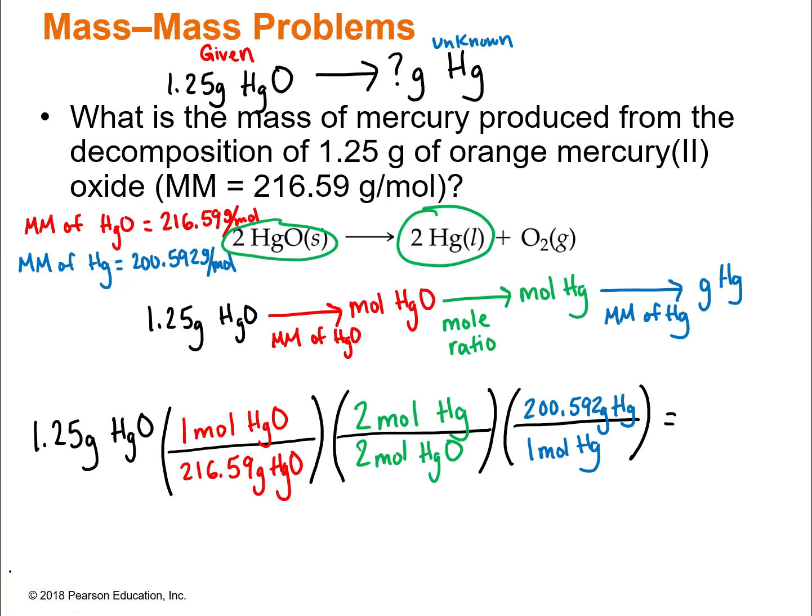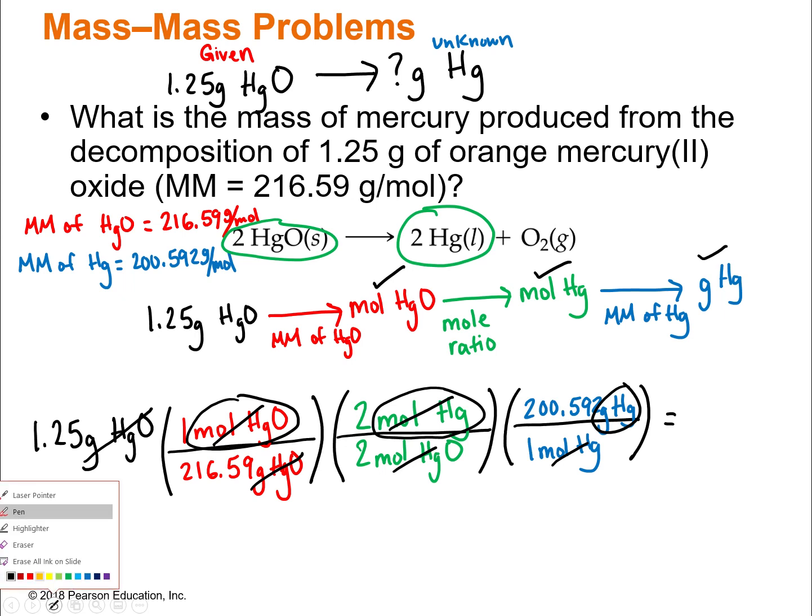Before you touch your calculator, make sure that you go through and do your unit analysis. Make sure all the units cancel, and you end up with the units that you desire at the end. You can follow along with your plan. The first step of the plan was to get to moles of mercury 2 oxide, and that's what happened. We cancel out the moles of mercury 2 oxide, and we have moles of mercury. We get rid of the moles of mercury, and we've got grams of mercury.